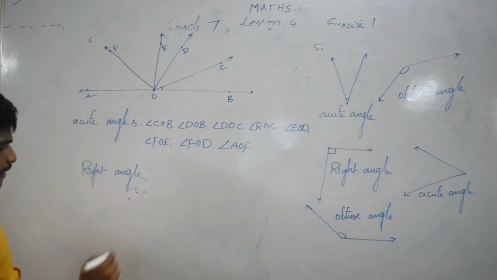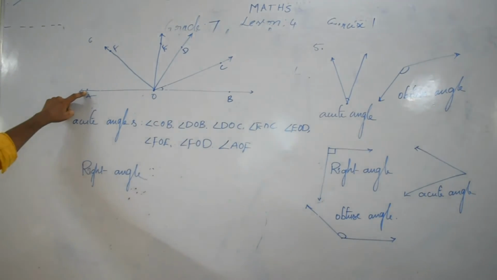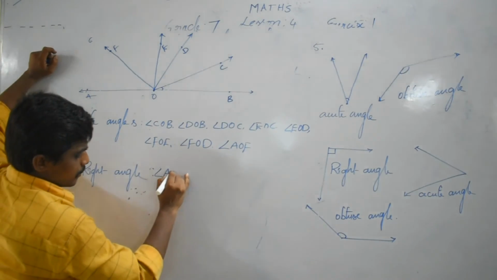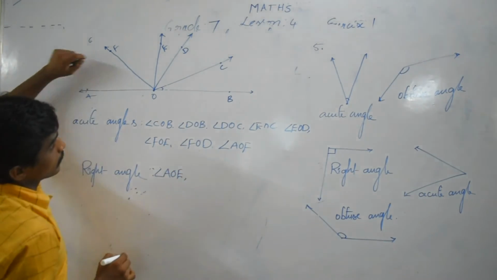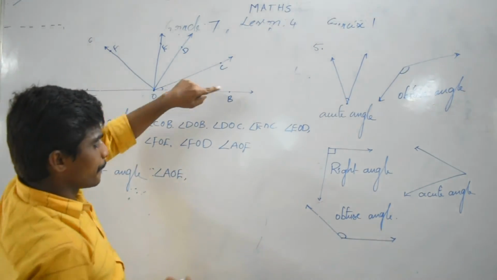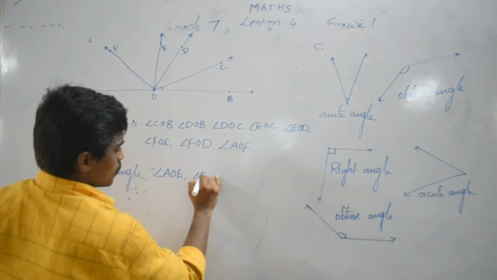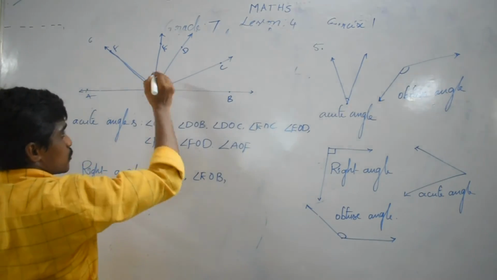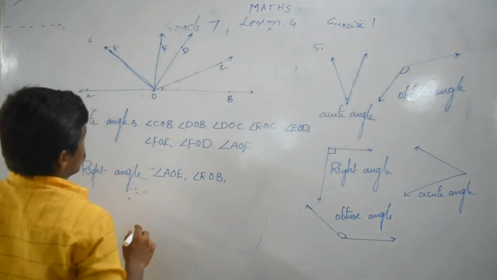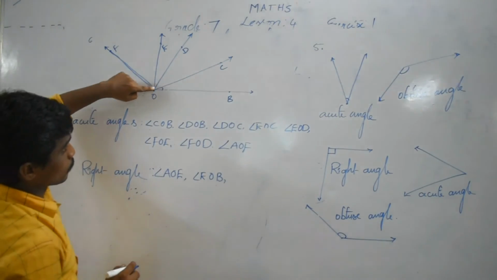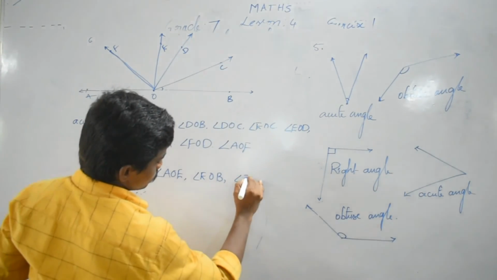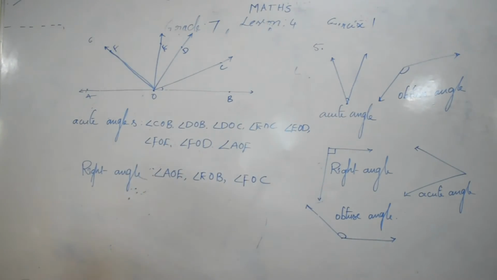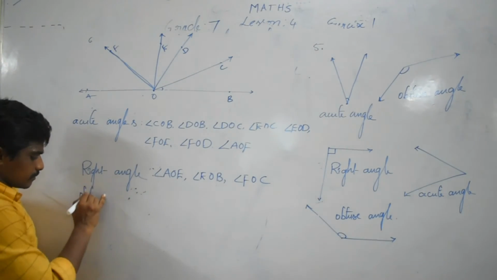Next, the right angles: angle AOE, angle EOB, and angle FOC. See, these show right angles. Next one, obtuse angles.